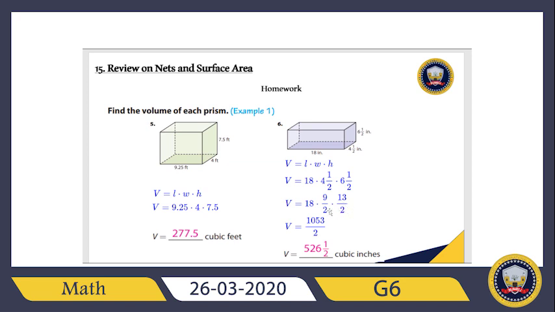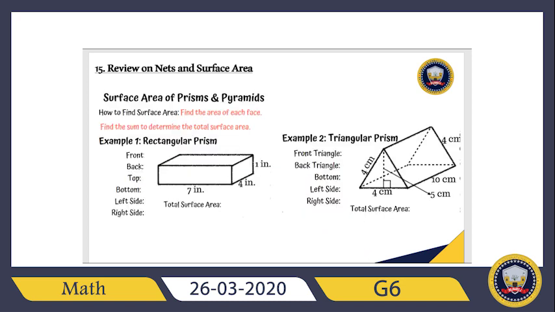Now after writing them as fractions, I do my multiplication. So this is 18 times 9 times 13 divided by 4, and the final answer is 1053 divided by 2. I can simplify this number and write it as a mixed number. So it is 1052 divided by 2 plus 1 over 2. I simplify the first term, 1052 divided by 2, that is 526 and a half. Cubic inches, good. Now let's go to a few activities on surface area.